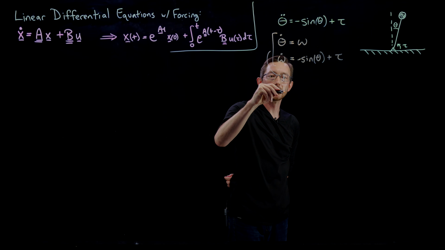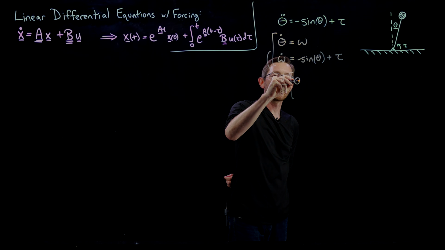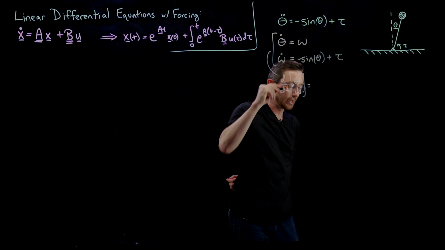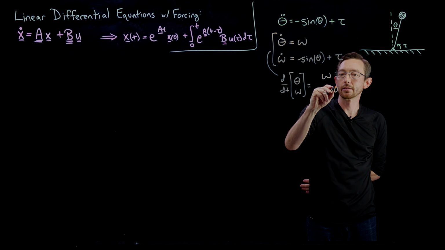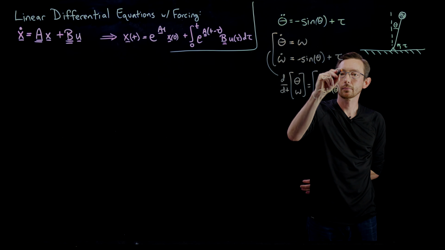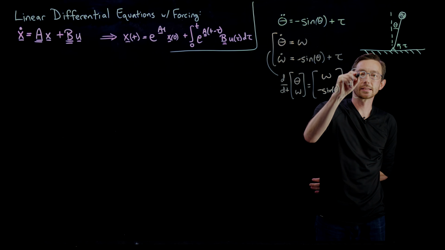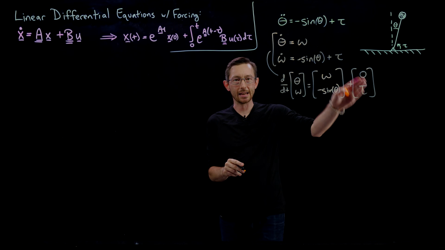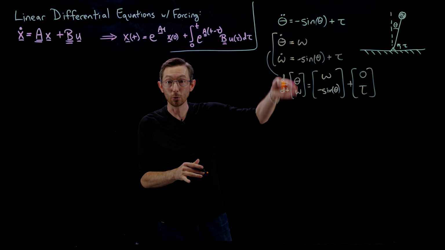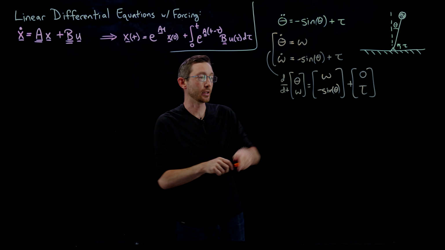d/dt of (theta, omega) equals (omega, minus sine theta) plus a vector (0, tau). Okay, this is now where we've written this as a system of two coupled first order equations in theta and omega.